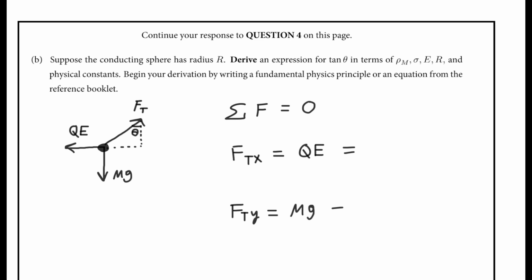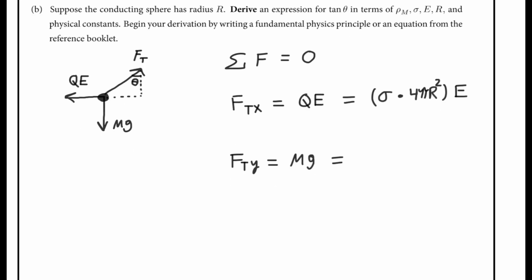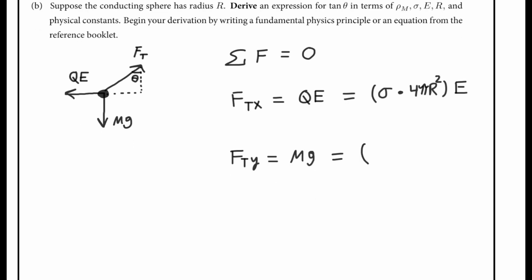So first, for Q, we're given the surface charge density sigma. So Q is just going to be sigma times the area, which is the surface area of a sphere, 4 pi r squared. And then for the mass, M, mass is density times size, but we're given a volume density. So density times size. We're just using the volume of a sphere in this case.